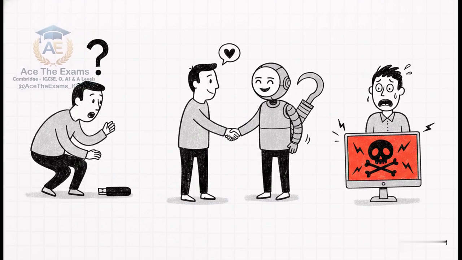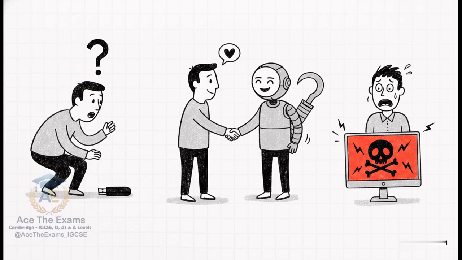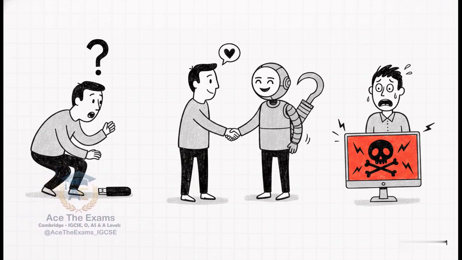First up is curiosity. A criminal might literally just leave a malware-infected memory stick lying on the ground in a company parking lot. Human curiosity practically guarantees that someone is going to pick it up and plug it into their computer just to see what's on it. Bam, they're in. Second is empathy and trust.